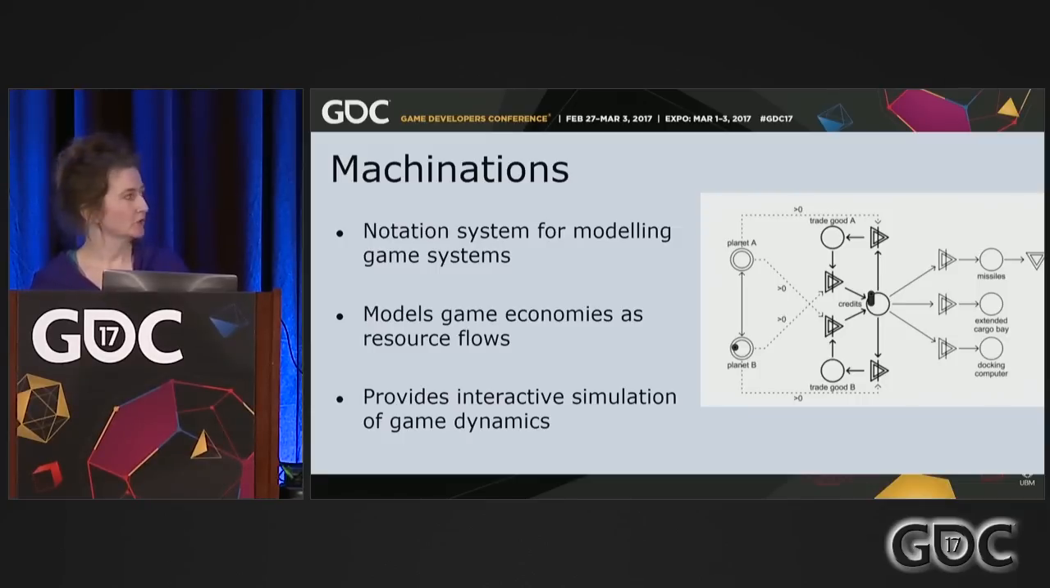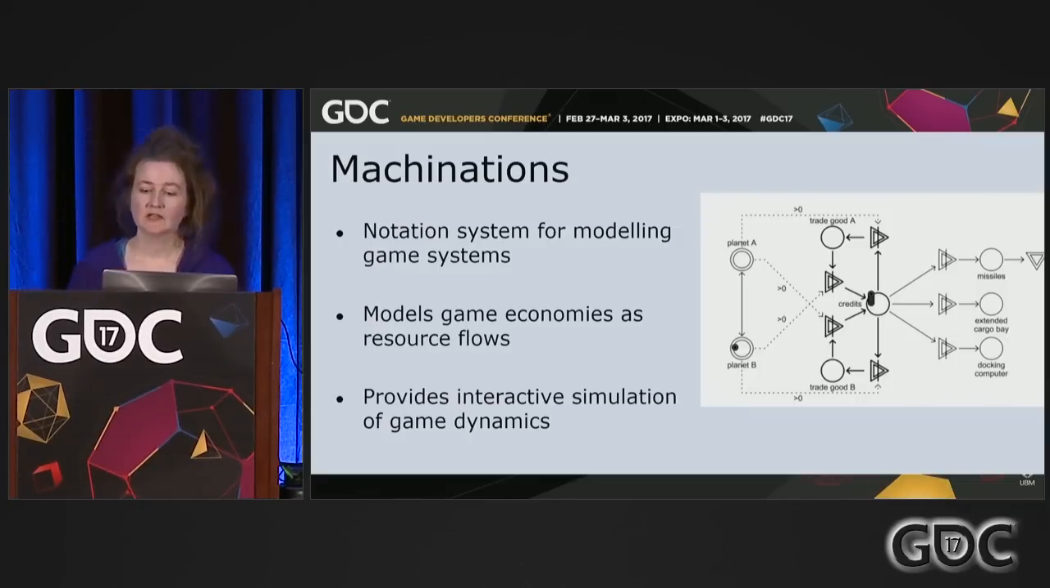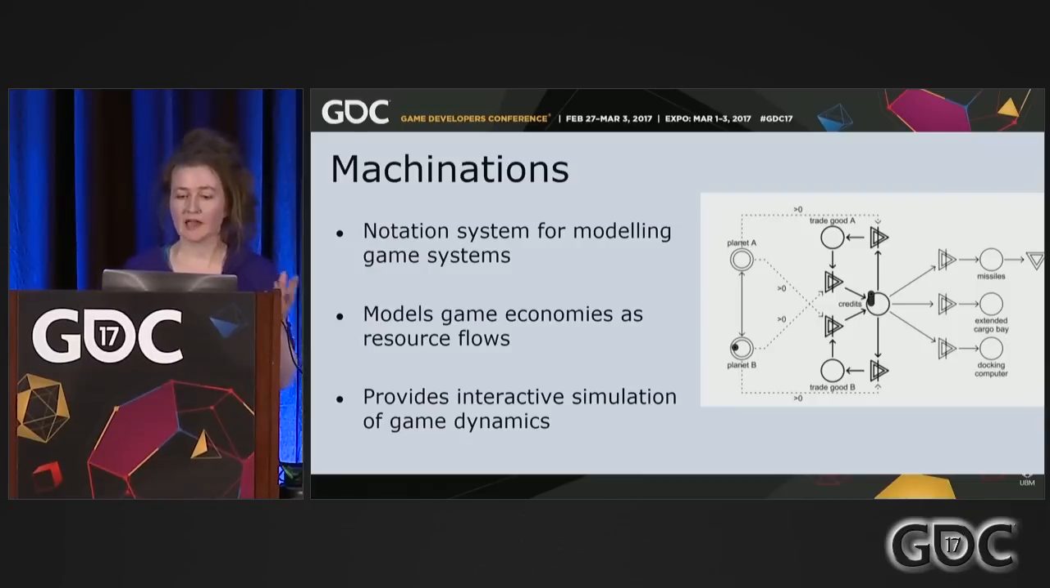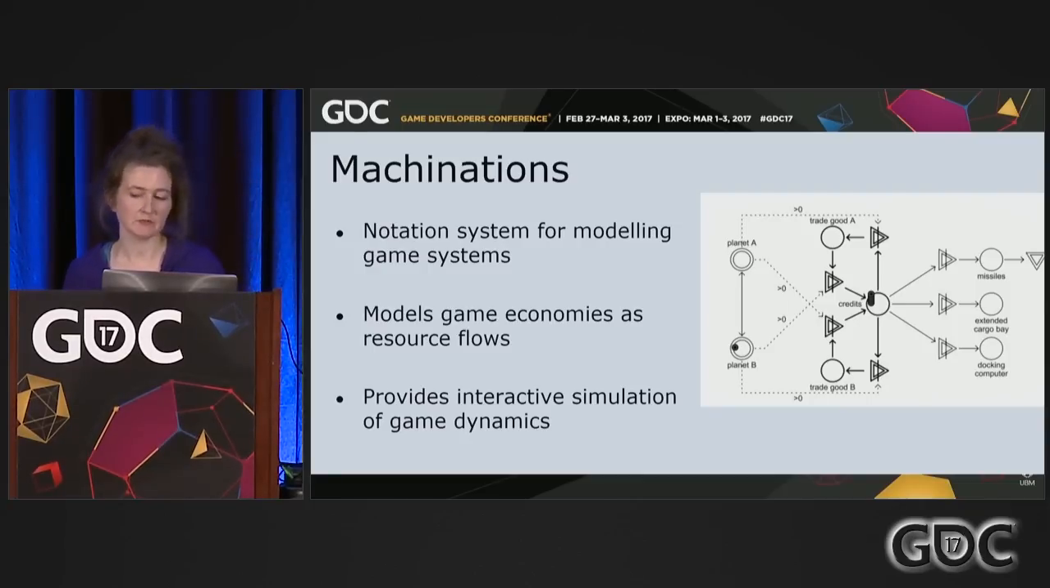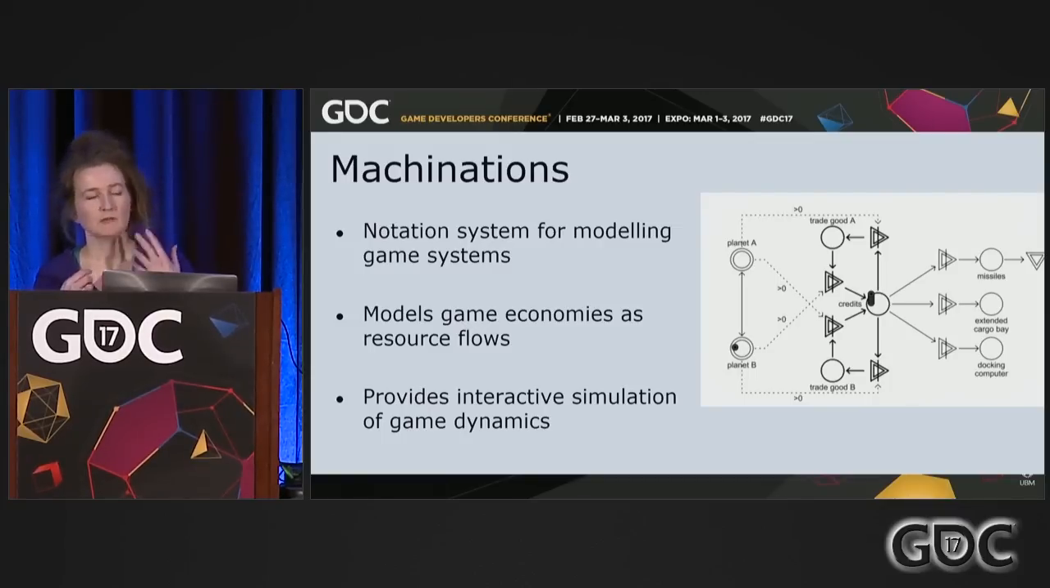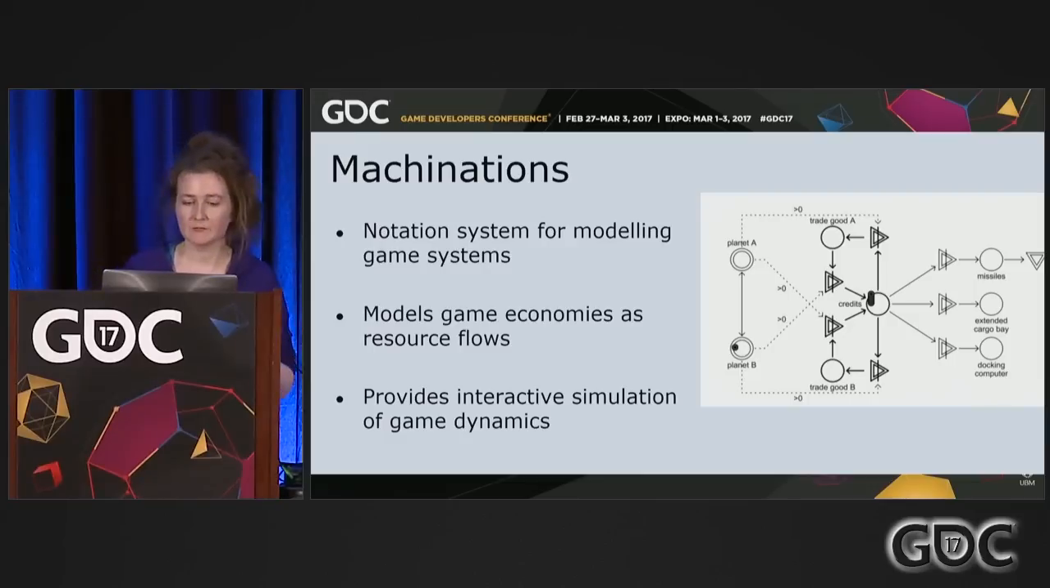So Machinations is a tool for game system design. You can use it to design and balance your overall game loop and its most important subsystems. So this makes it particularly useful for games that feature emergent dynamics. It means it's a natural fit for board games, strategy games, and management sims.